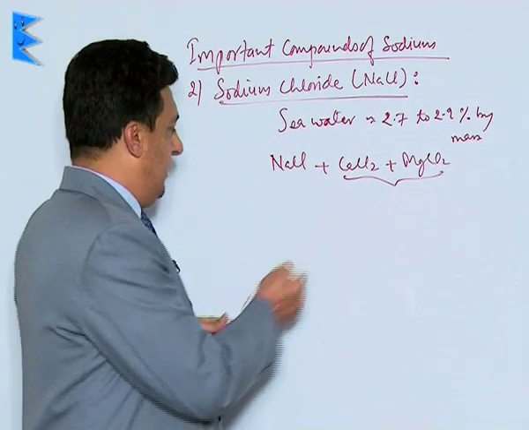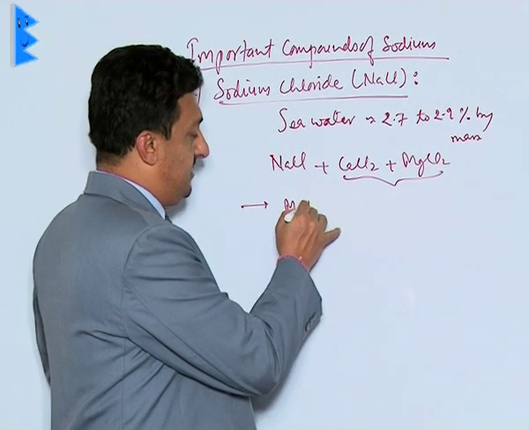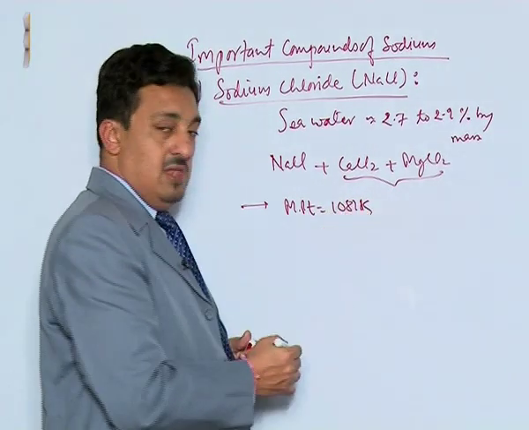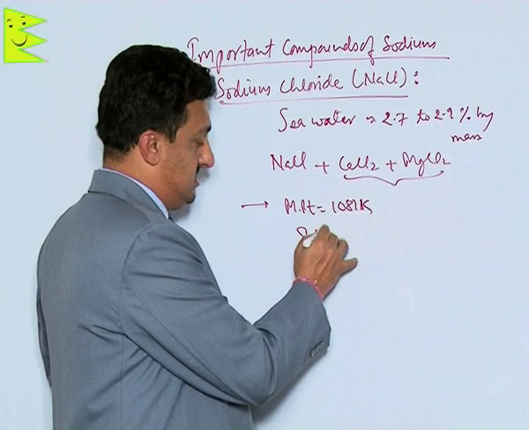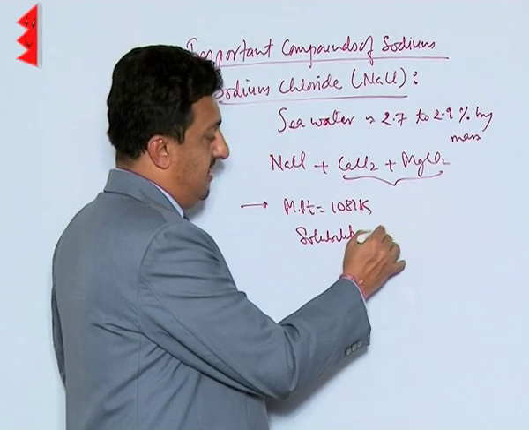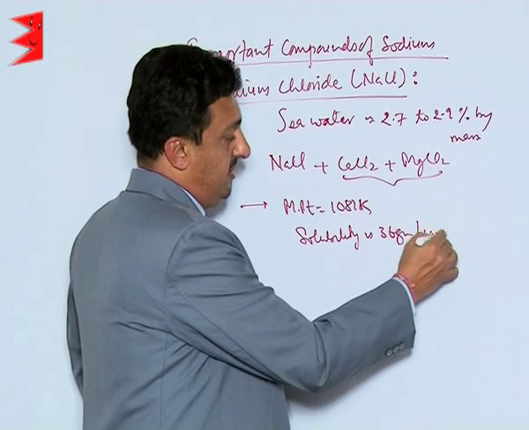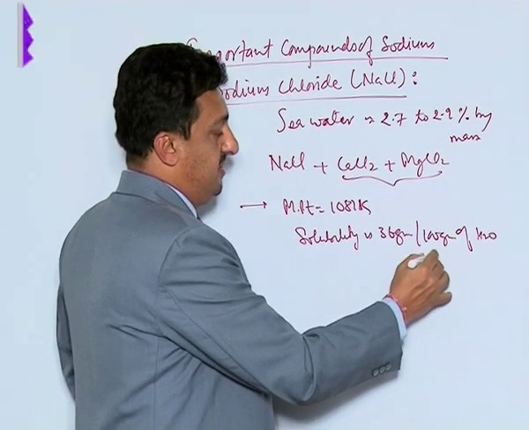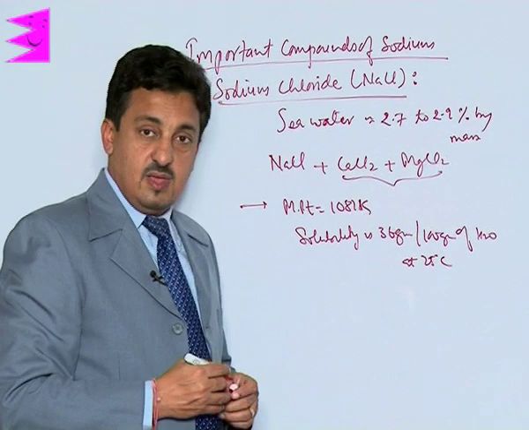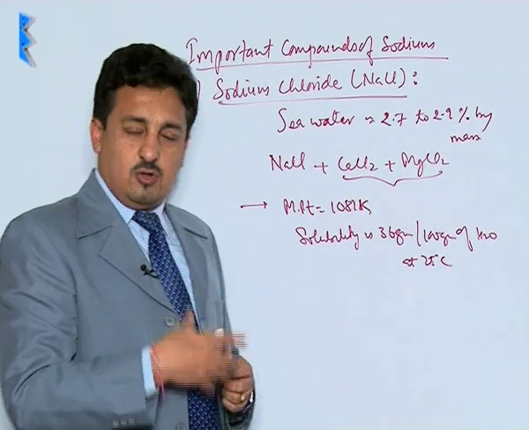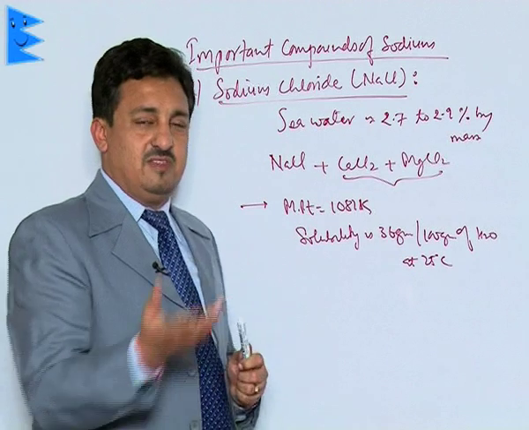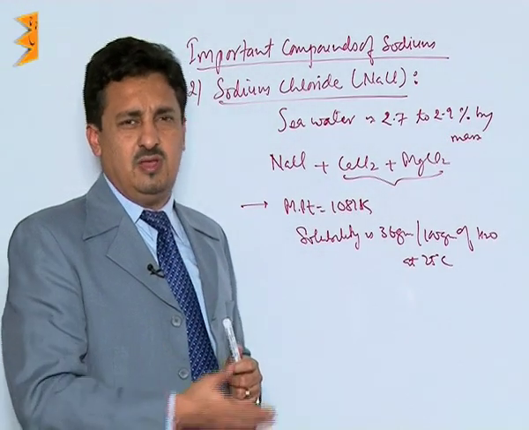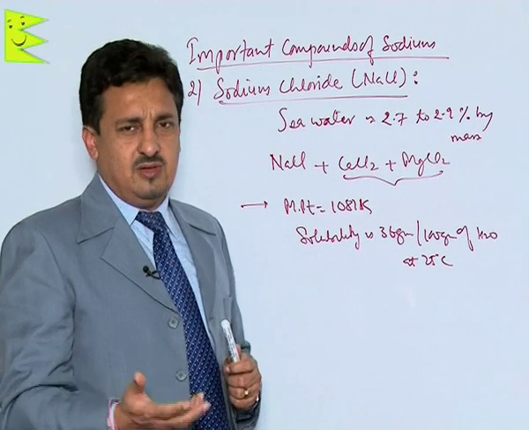Now, sodium chloride's melting point is 1081 Kelvin. It is very much soluble in water, and its solubility is 36 grams per 100 grams of water at 25 degrees Celsius. It is used as common salt, table salt, for our domestic purposes, as well as in the preparation of a number of sodium compounds like sodium carbonate, sodium peroxide, sodium hydroxide, etc.